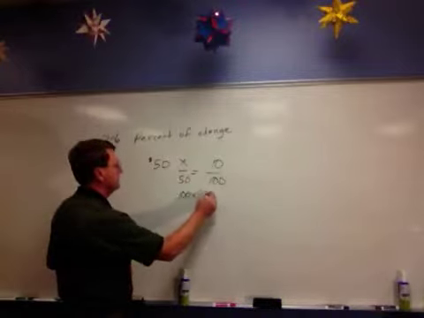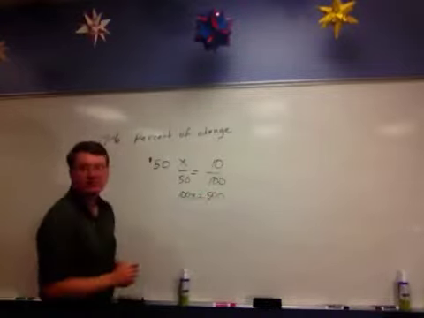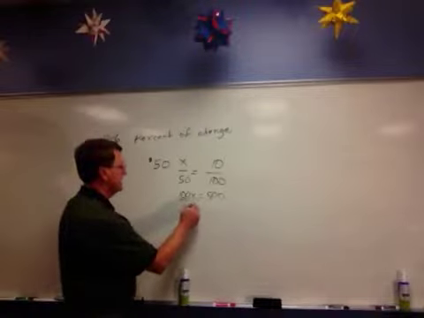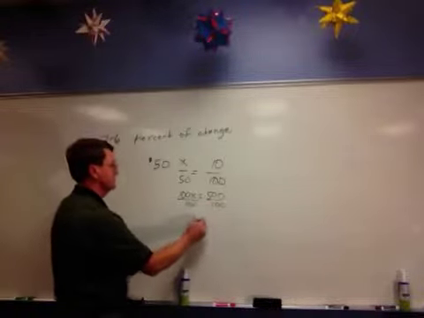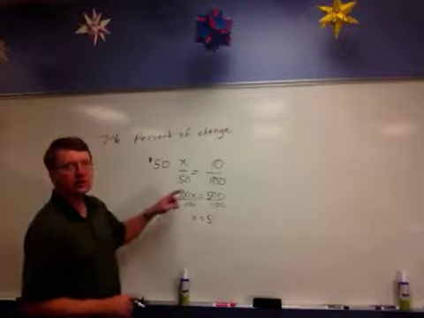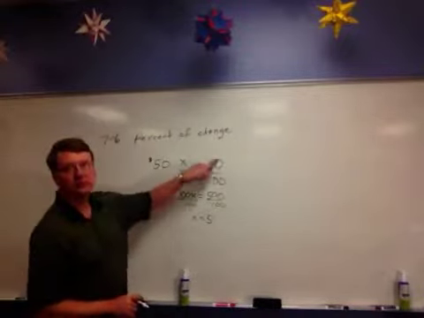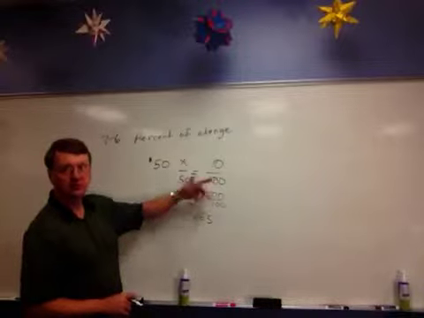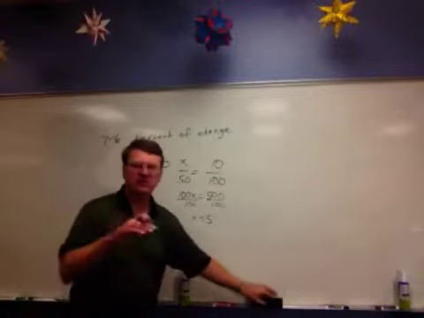50 times 10, 500. Divide both sides by 100. You get the same result. Of course you get the same result. By the way, the shortcut on this is multiply these two, divide by the third one. You'll find out your answer. Those are not too bad.